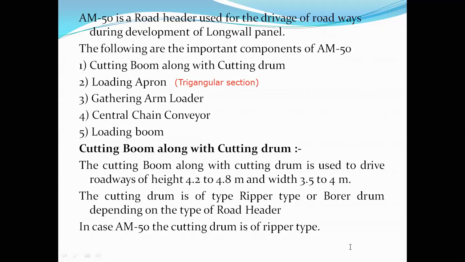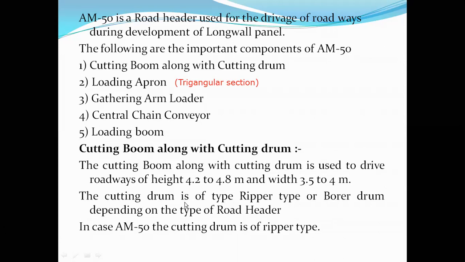Next, let us discuss how exactly it works. The cutting boom along with the cutting drum. Okay, the cutting boom along with the cutting drum is used for the drivage of roadways of height up to how much? 4.2 to 4.8 meters, and the width of the roadway that we can drive is 3.5 to 4 meters. The dimensions of the roadway that we can cut using AM50: height varies from 4.2 meters to 4.8 meters, whereas the width varies from 3.5 to 4 meters.